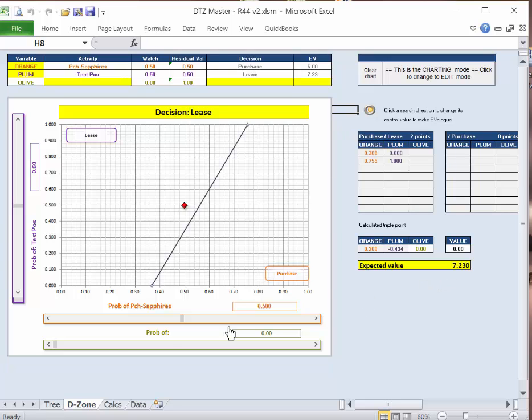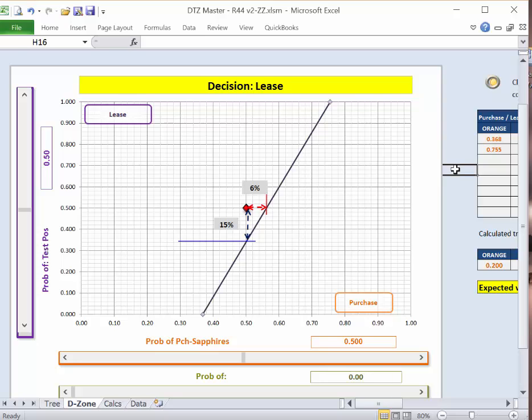What does the D-zone map tell management? It tells us that if the probability of finding sapphires under the purchase option increases from 50% to 56%, we should go ahead and purchase. Similarly, if the probability of the test turning out to be positive drops 15%, then we should go ahead and purchase. Once again, do not engage in futile discussions about the assumed probabilities. Go ahead and plot the chart, identify the demarcation lines, and then engage in a discussion.